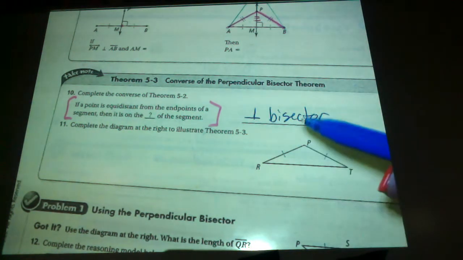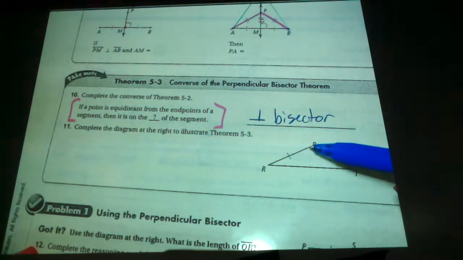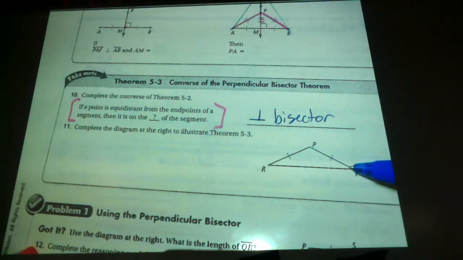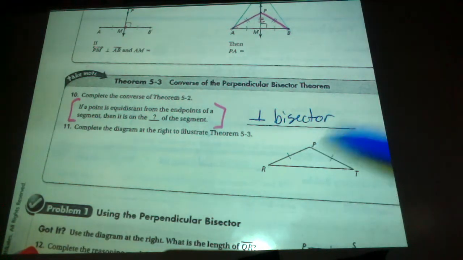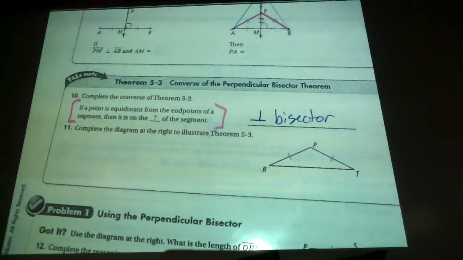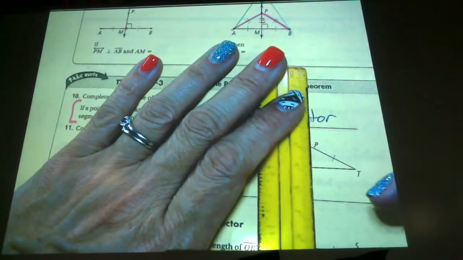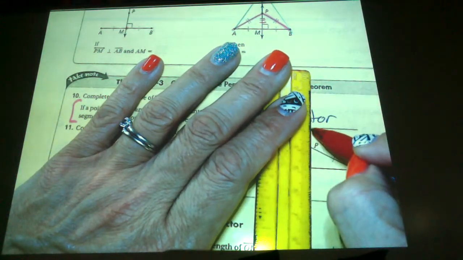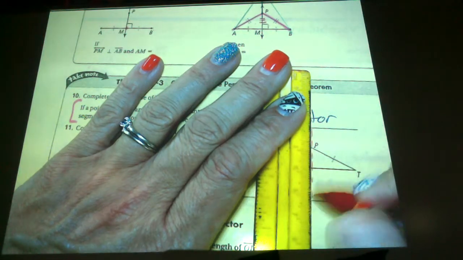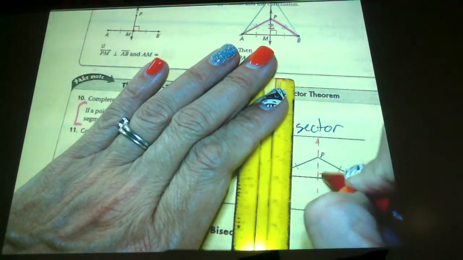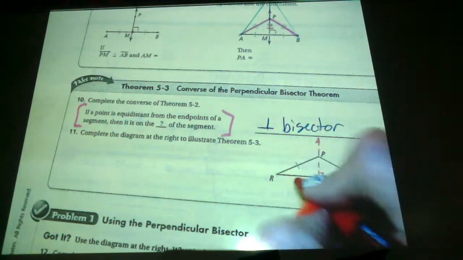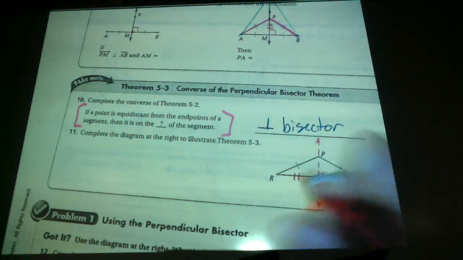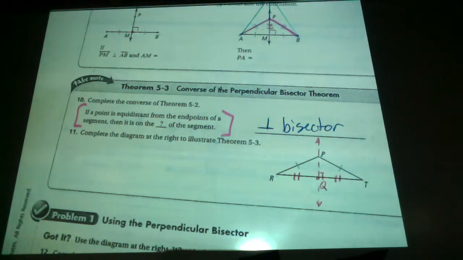And so if you look at the picture here, this point P is the same distance to R as P is to T. So therefore P must be on some imaginary perpendicular bisector. So if I were to draw the distance from P to this line and make it perpendicular, then let's call this point here Q. I can also conclude that RQ and QT are also equal.